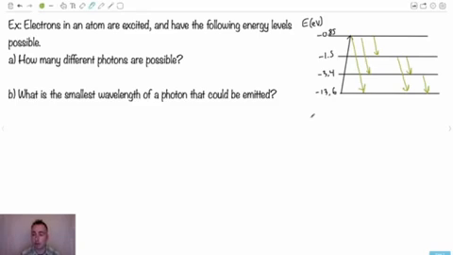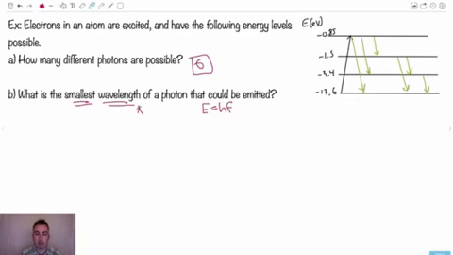How many are there? There's 1, 2, 3, 4, 5, 6. So the answer here is 6. You see? That just tells us there are going to be 6 different photons going on here. Now, what's the smallest wavelength of a photon that could be emitted? You've got to think a little bit about wavelength here. What letter is that? Do you remember? It's lambda. Now, the only equation we have to work with is E equals hf.